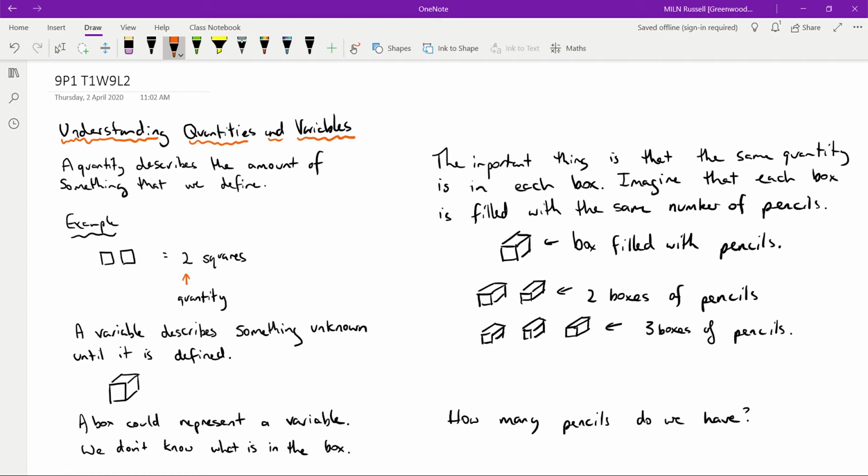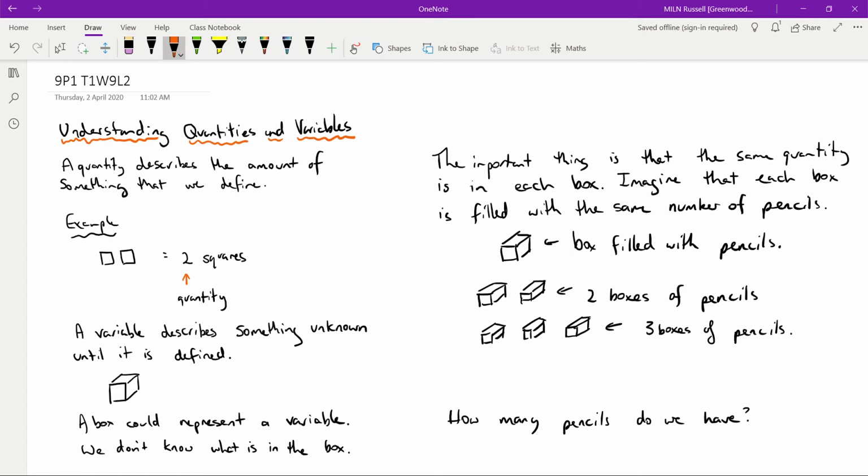box. Now the important thing in algebra is that if we call it a box, if we refer to any other boxes with the same name, it has the same quantity inside it. So imagine each box is filled with the same number of pencils. Here's a box full of pencils. Here are 2 boxes filled with the same number of pencils. Here are 3 boxes with the same number of pencils. Now here's the question. How many pencils do we have?